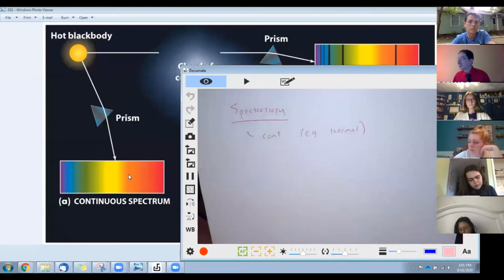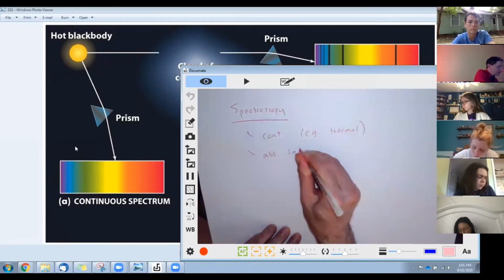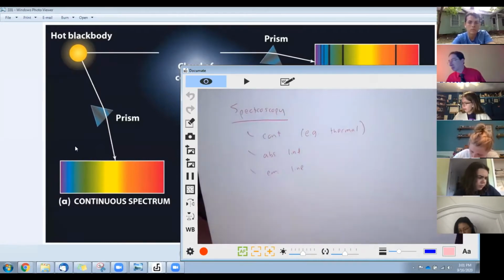But there are other types of spectra as well. We have absorption line and emission line. Let me write those down. Absorption line spectra and emission line spectra. Spectra is plural for spectrum.